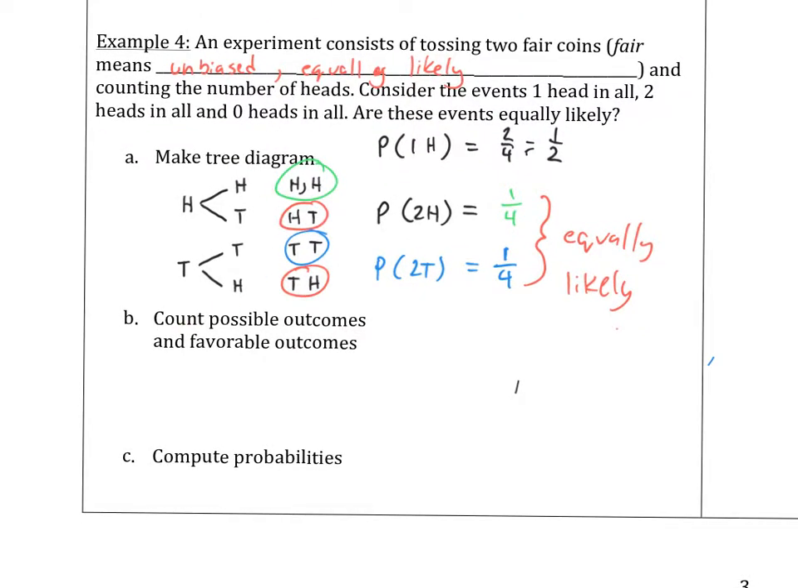So these are the steps over here. I made my tree diagram. I counted the possible outcomes, 2 of these here. And then I computed the probabilities there, etc.